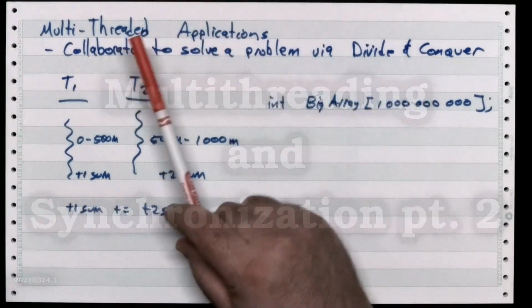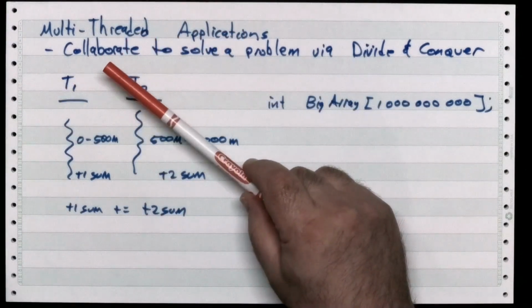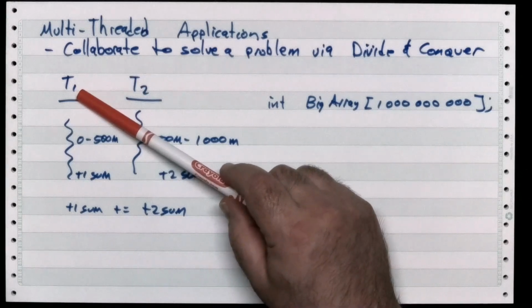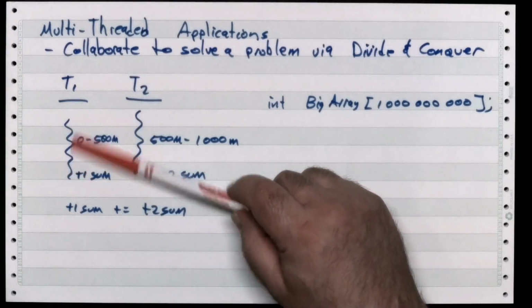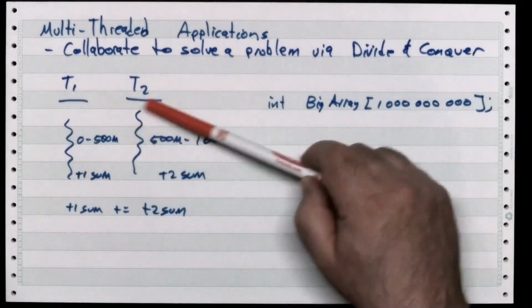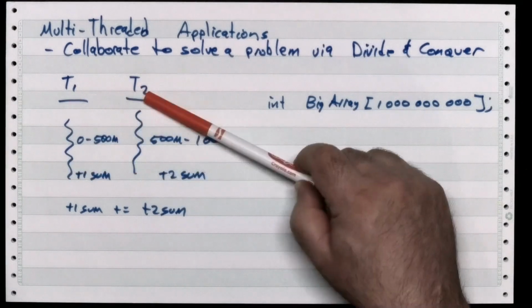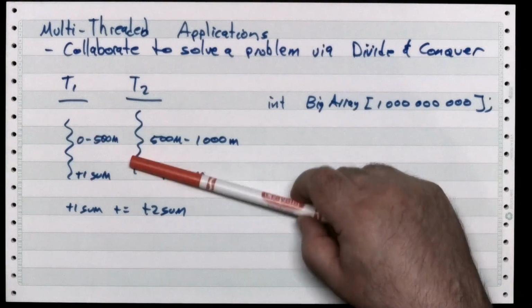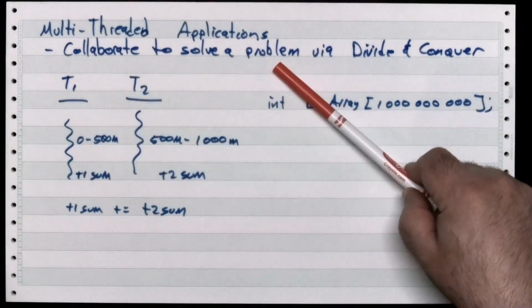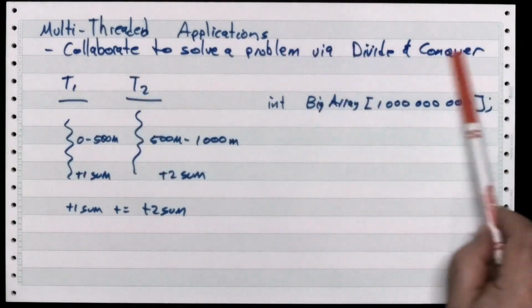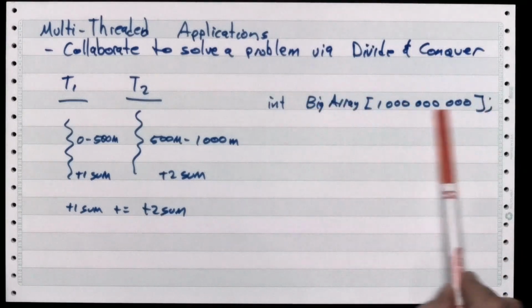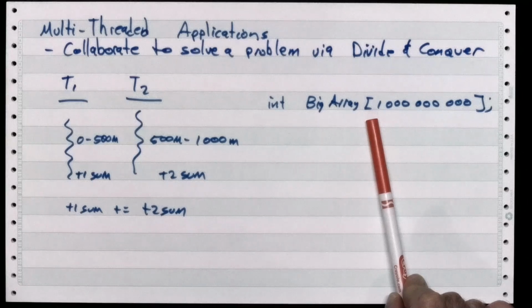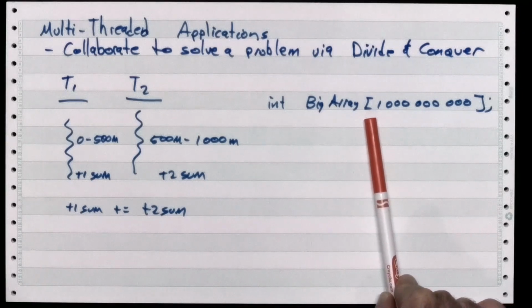All right, now the way these things work is you have multiple threads, and I'm going to illustrate it in the standard way by drawing what is essentially a picture of a piece of thread on a paper here. This is a drawing of two threads called T1 and T2. What these are going to do is collaborate to solve a problem in a divide and conquer method. So let's say I have this big array with 1 billion elements in it over here, and my job is to sum them up.